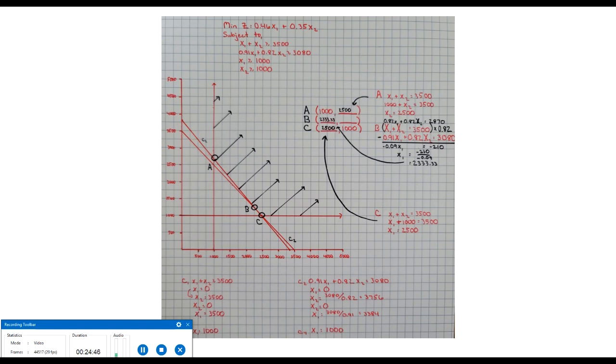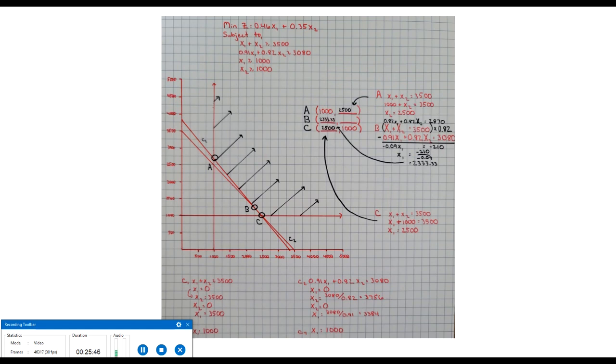Because we have 0.91 x1 and 0.82 x2, I'm going to multiply C1 by 0.82. If I do that, I get 0.82x1 plus 0.82x2 equals 2,870. We subtract these equations to eliminate x2, and we get minus 0.09x1 equal to minus 210. x1 then becomes minus 210 divided by 0.09, and we get 2,333.33. That's what we've found so far.